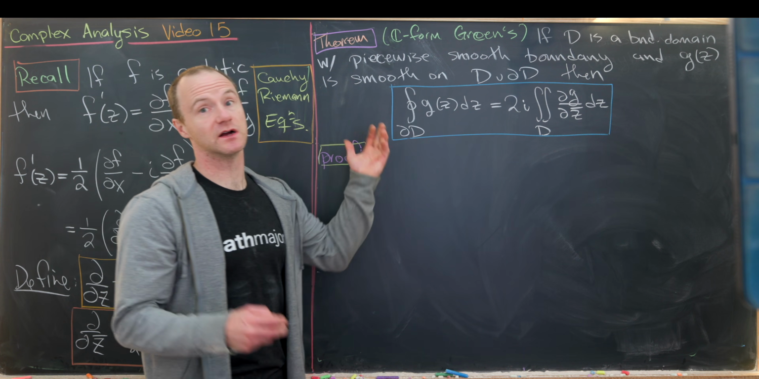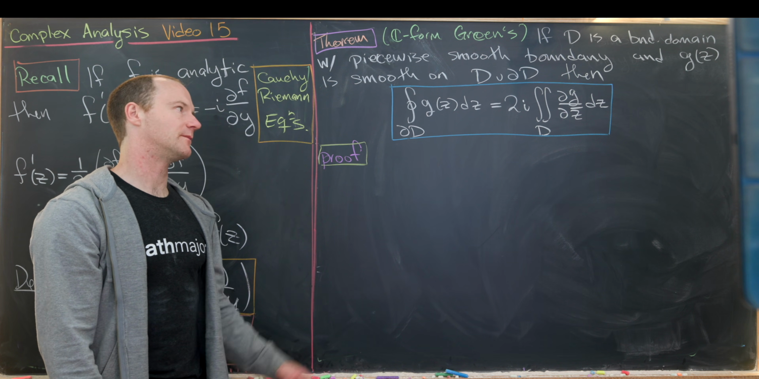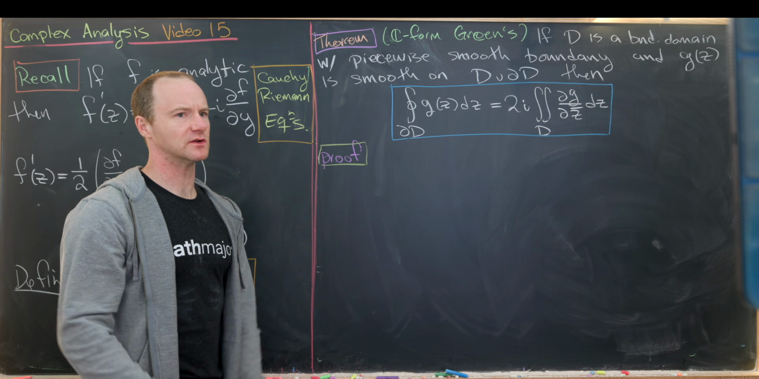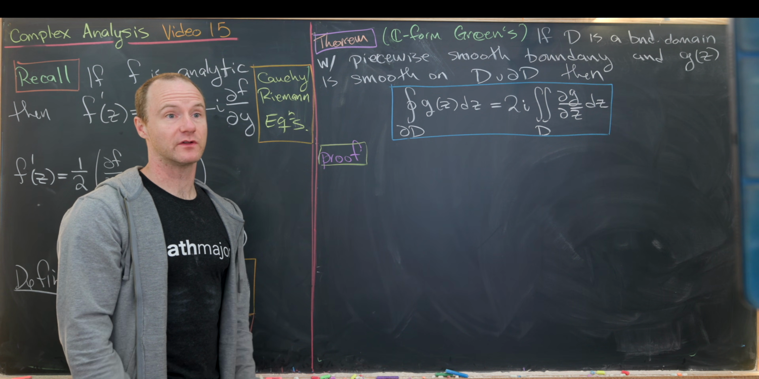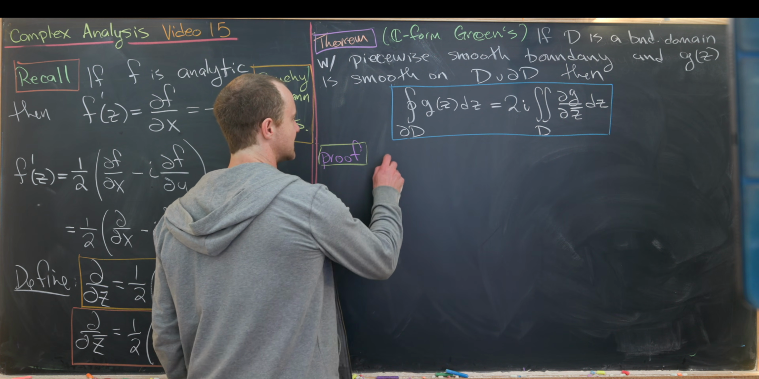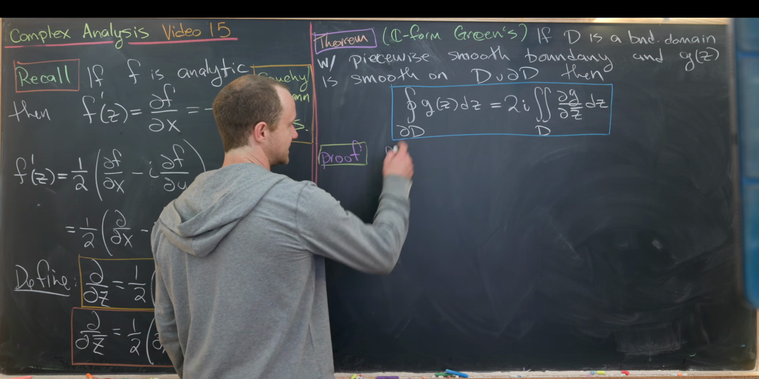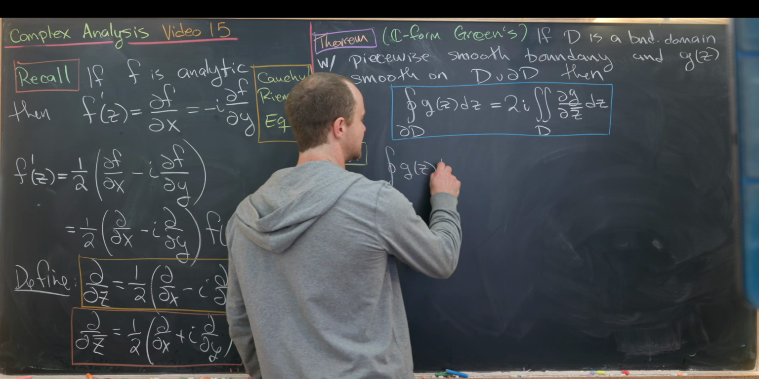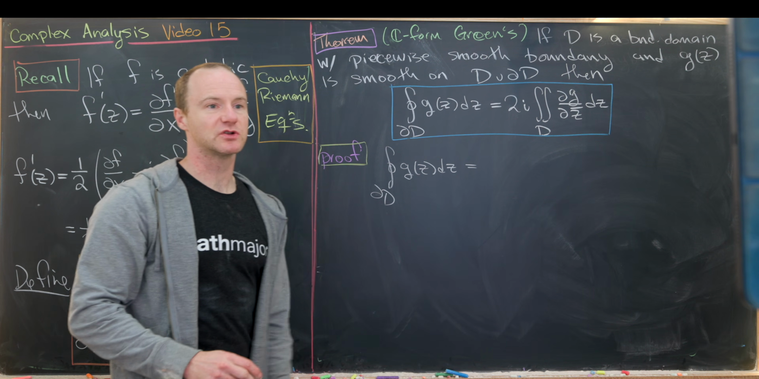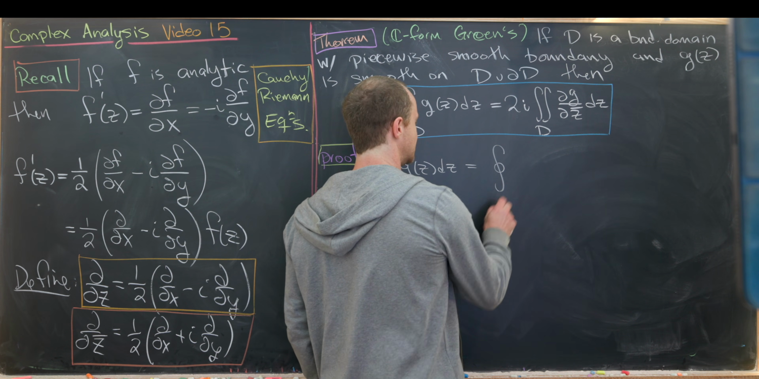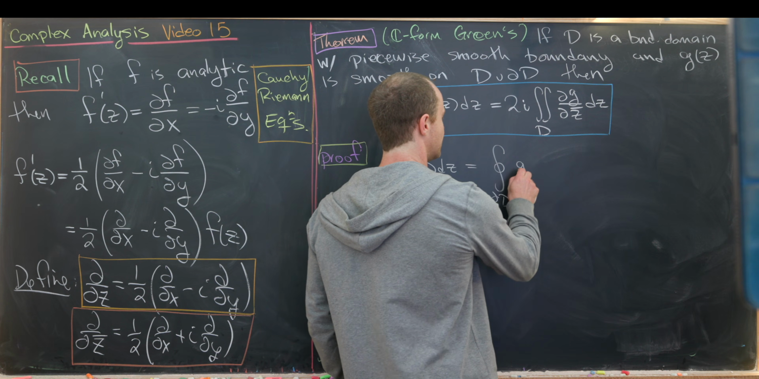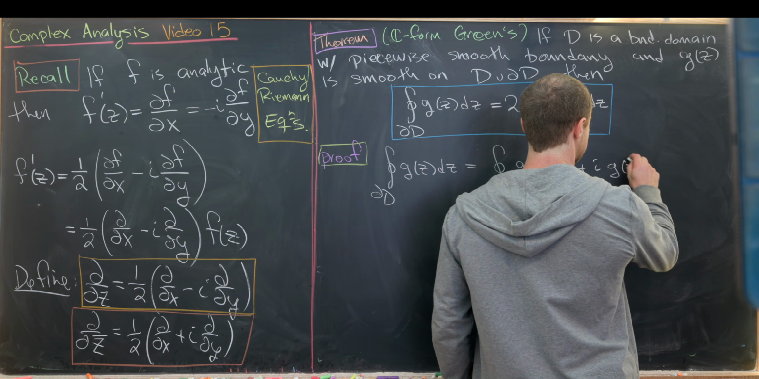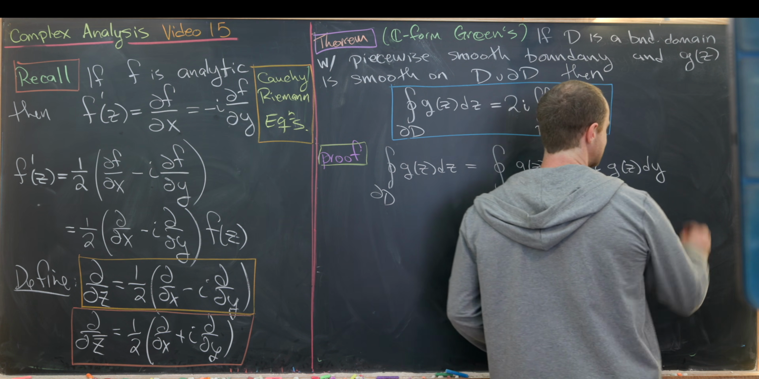And since this is the complex form of Green's theorem, our proof will just rely on the real form of Green's theorem. So we will pass to something that looks like a line integral in the real plane. Okay, so let's get to it. Let's start with this left-hand side. So the integral over the boundary of D of g of z dz. That's going to be equal to the integral over the boundary of D of g of z dx plus i times g of z dy. And you might say, well, why is that?